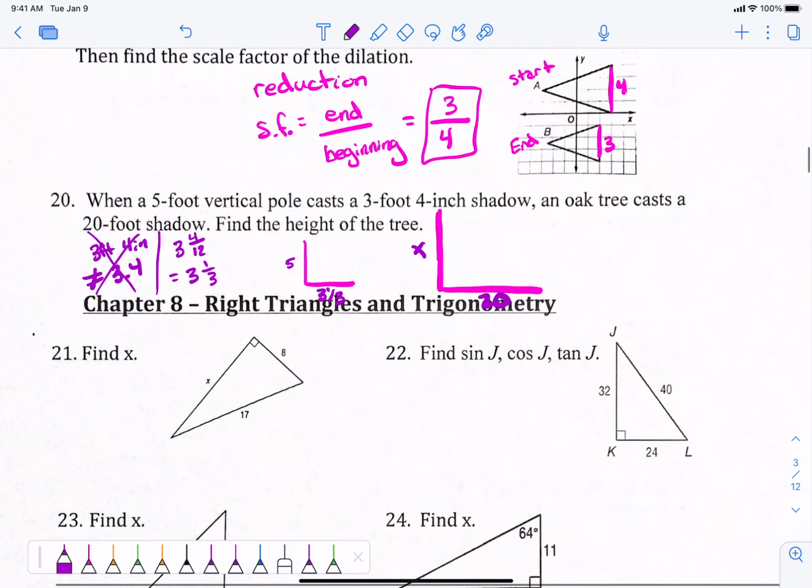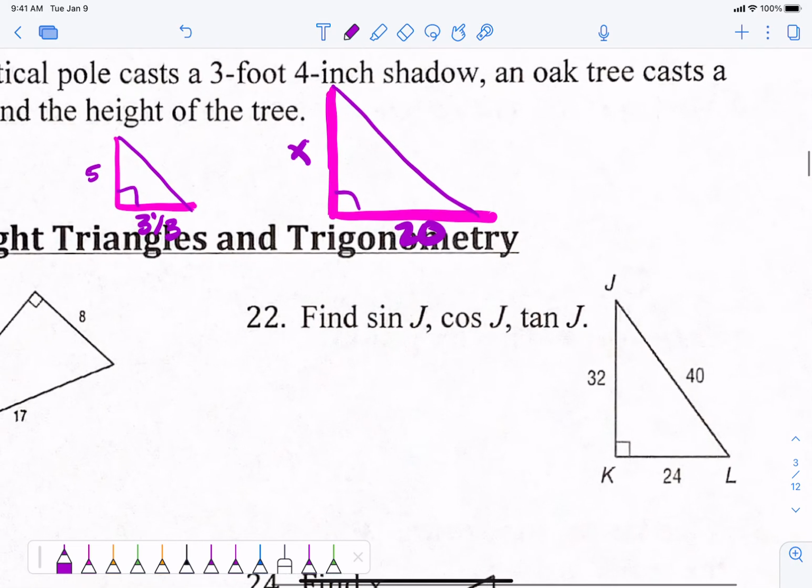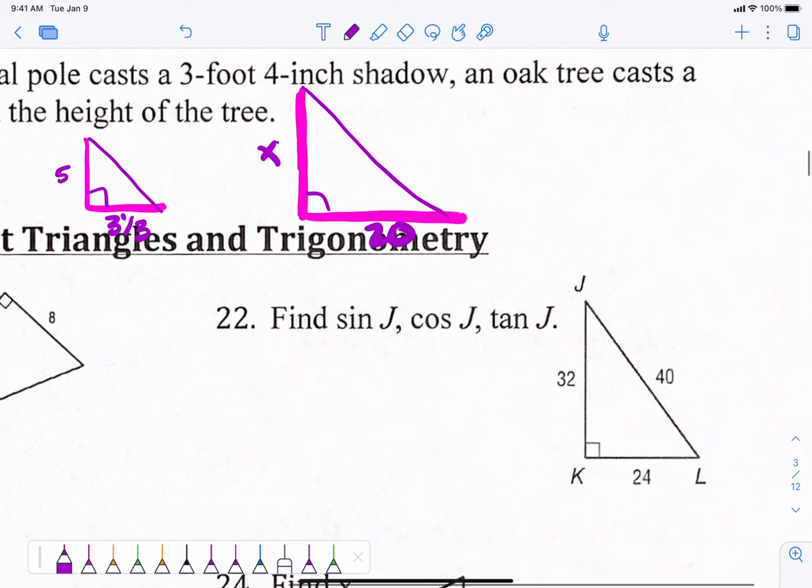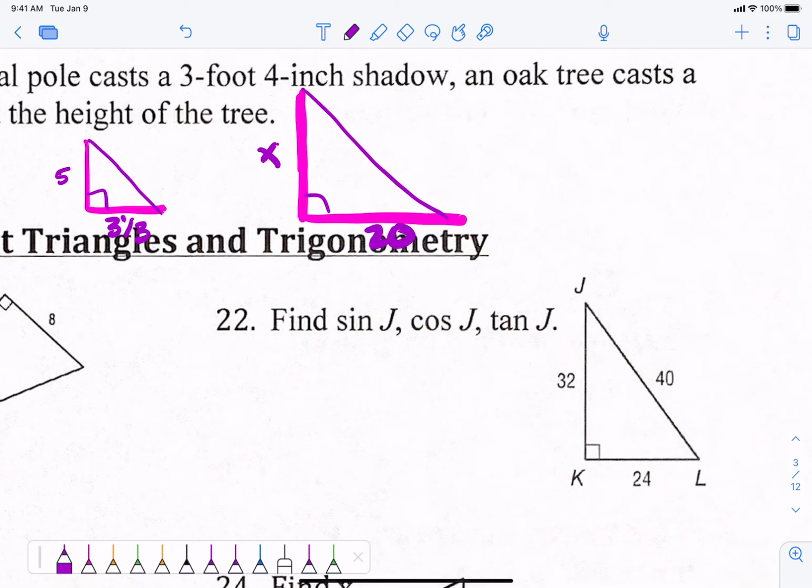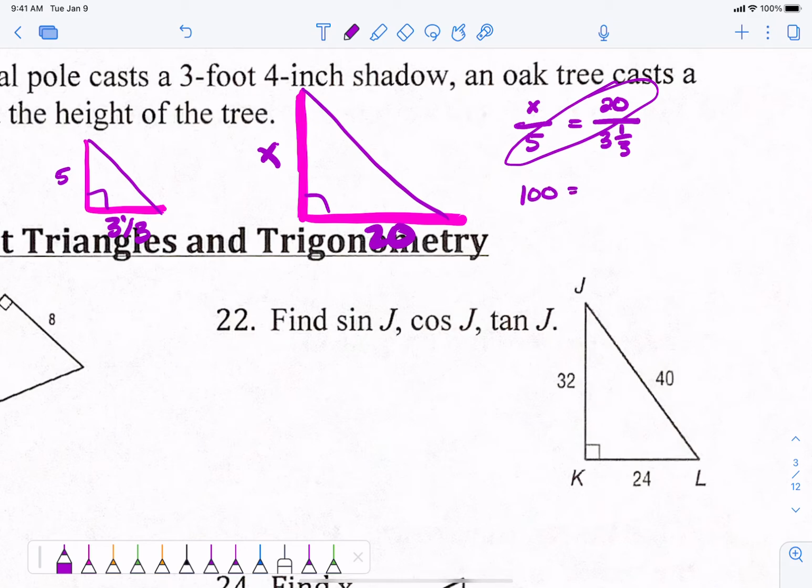20-foot shadow. So we really have two similar triangles going on here. They're both right triangles. X over 5 equals 20 over 3 1/3. 20 times 5 is 100. 3 1/3 times X is 3 1/3 X. So X equals 100 divided by 3 1/3, which is 30.